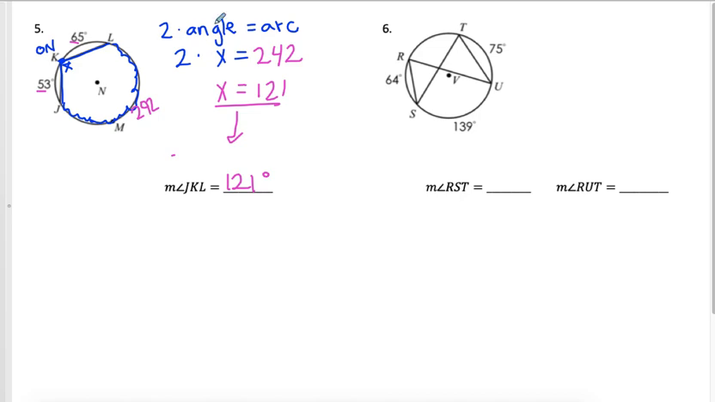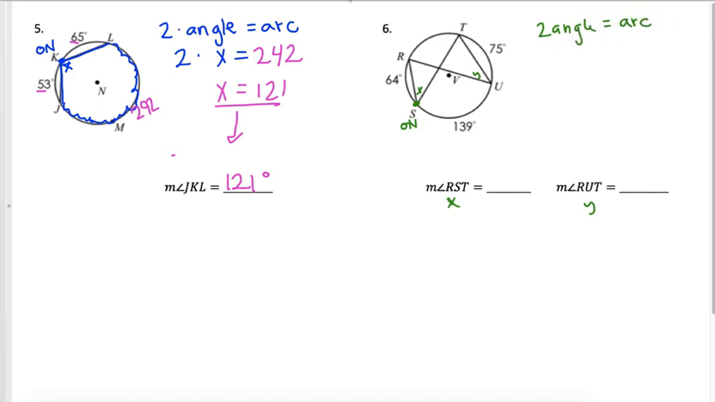On number 6, okay, we're finding 2 things. So RST, here's RST, so I'm going to put X here. And RUT, I'm going to put a Y there. I'm looking for 2 things there. Okay, so let's focus on RST. This is an angle. S is now on the circle. So we're going to do 2 times the angle equals the arc.